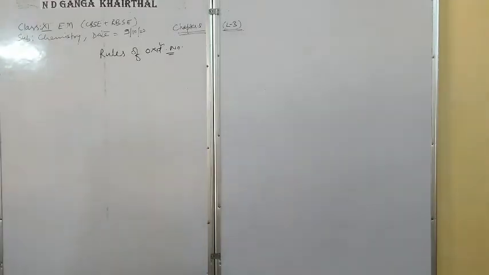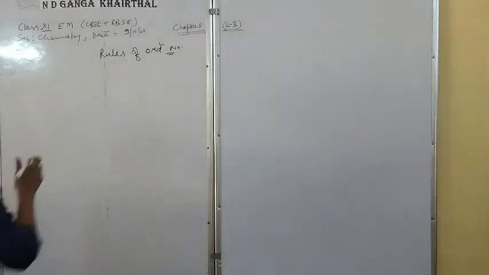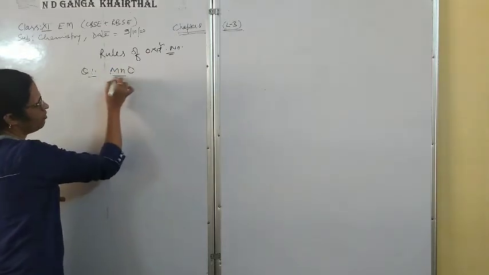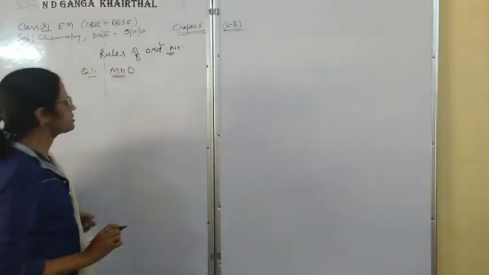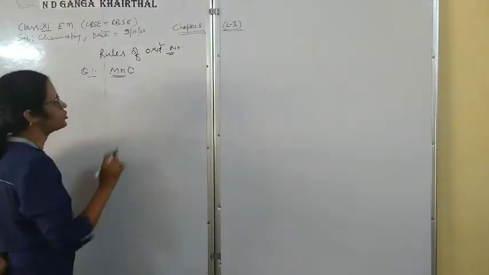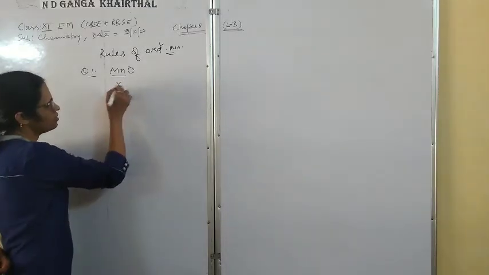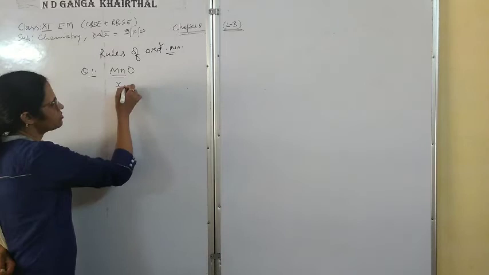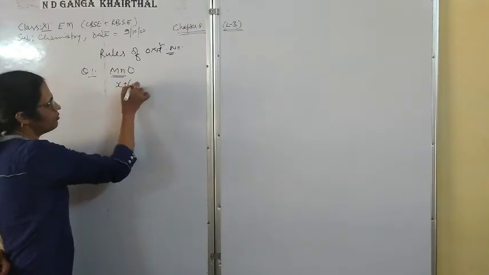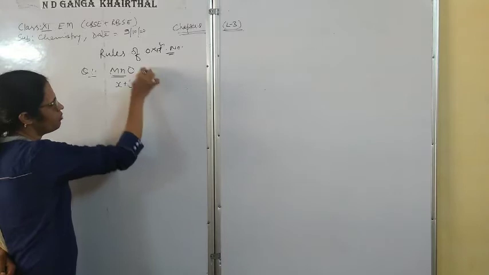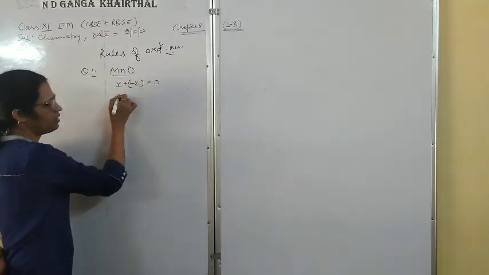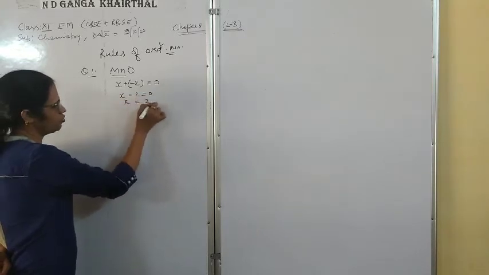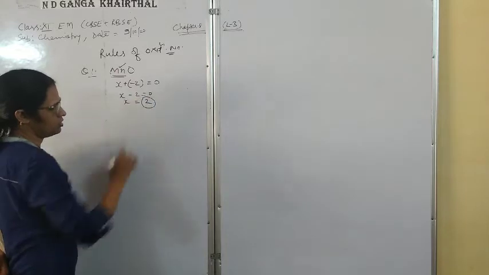For example, MnO. If a question is given like MnO, find the oxidation number of manganese. So how will we solve this question? Suppose its oxidation number is X, which we have to find, and oxygen's oxidation number is -2. X plus -2 is equal to 0 because there is no charge. So X - 2 = 0, so the X value will be 2. So manganese's oxidation number will be 2.